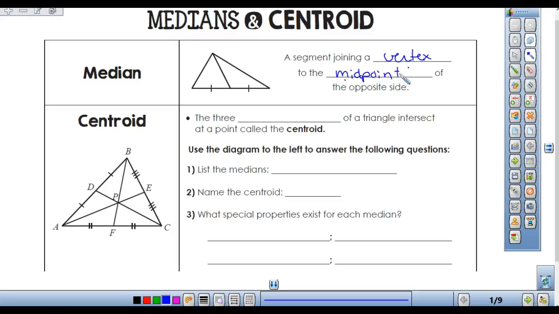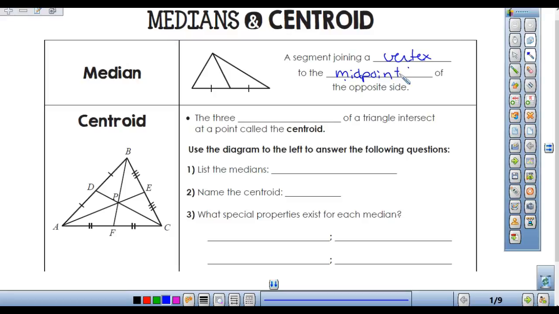The difference between the median and the perpendicular bisector is what? The perpendicular bisector makes two equal parts. Well, so does the median. The difference between the two is that the median doesn't necessarily make a right angle. So if you don't know that it's a right angle, or you don't know that it is the circumcenter, then you don't necessarily have a right angle. You just have two equal sides.